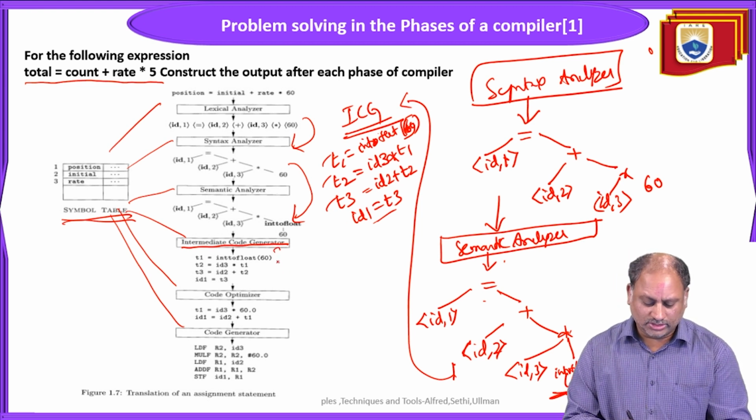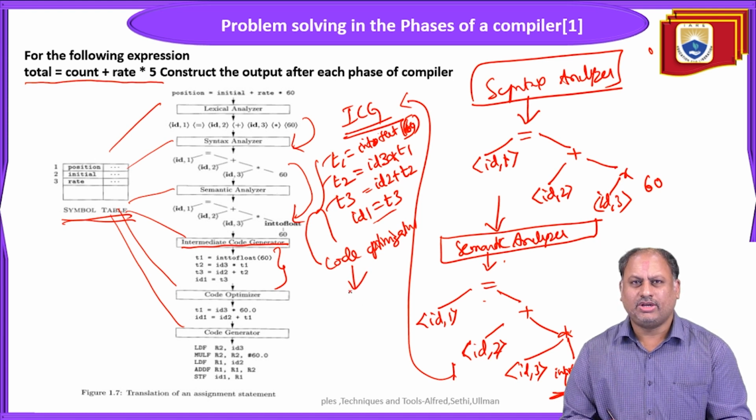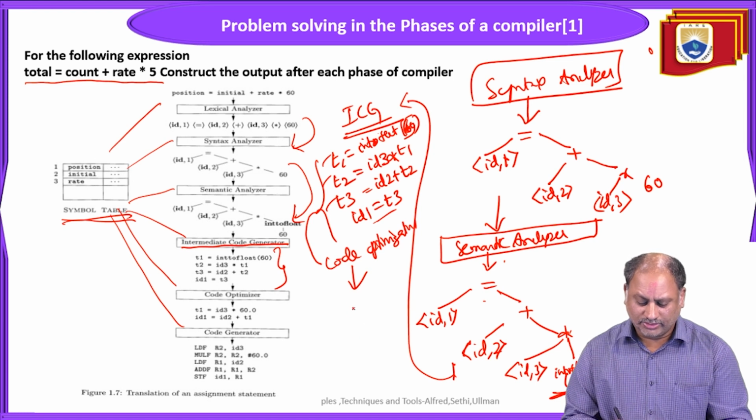In this way it displays the result as intermediate code generation. This is given as output to the next phase, that is code optimization. In this phase, the code is reduced compared to the previous lines of code. Now how will it be reduced? Identifier 3, that is rate star 60.0, directly written: 2 statements combined into 1 statement.